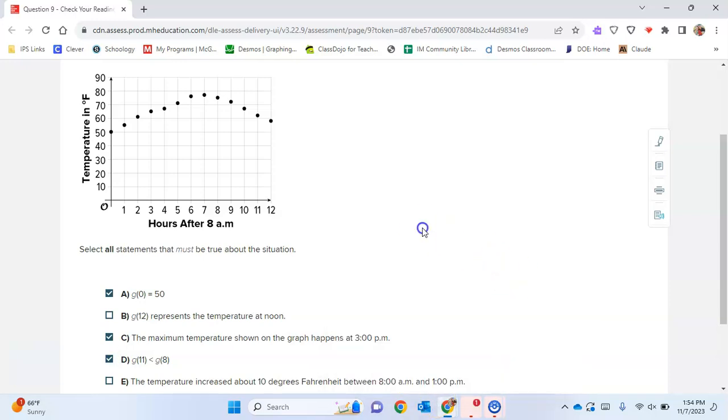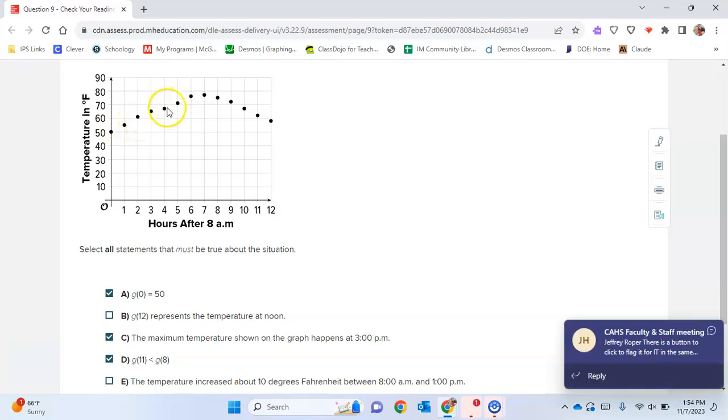The temperature increased about 10 degrees between 8 and 1. All right, so 8 o'clock is 50 degrees. And what is it at 1? 9, 10, 11, 12, 1. It looks like it went up about 20 degrees, not 10, from 50 to above 70.